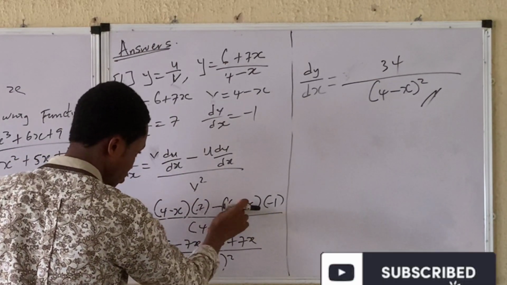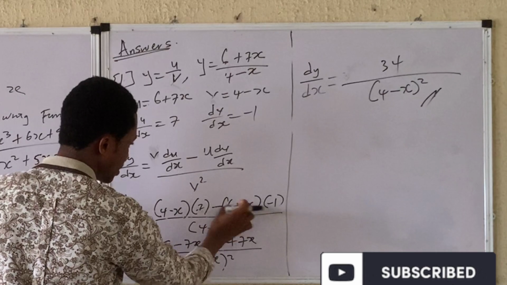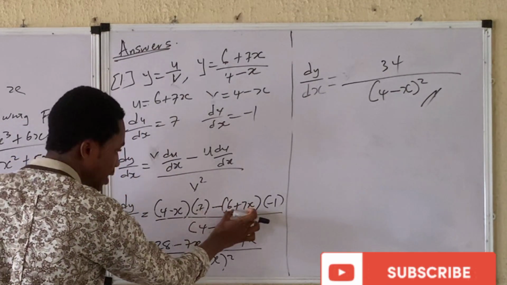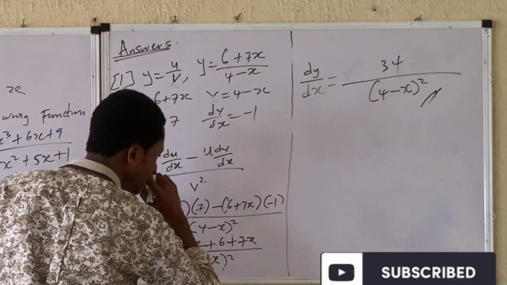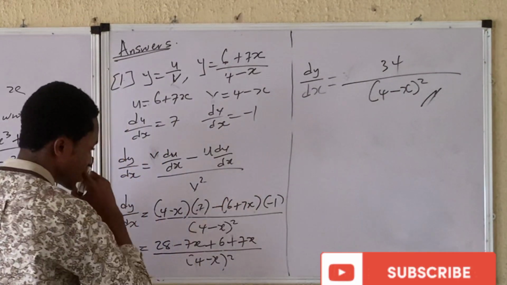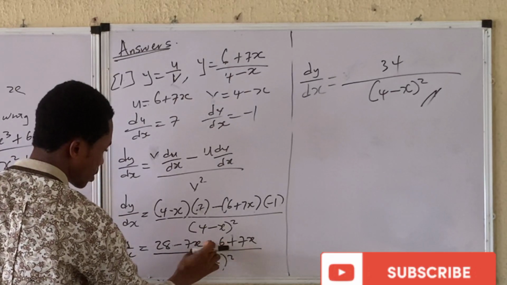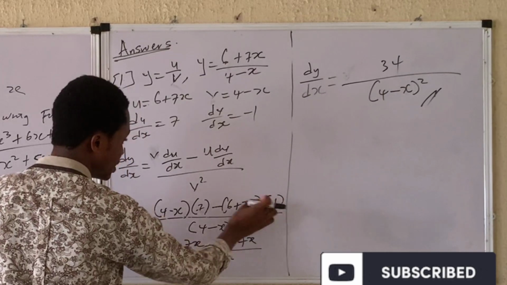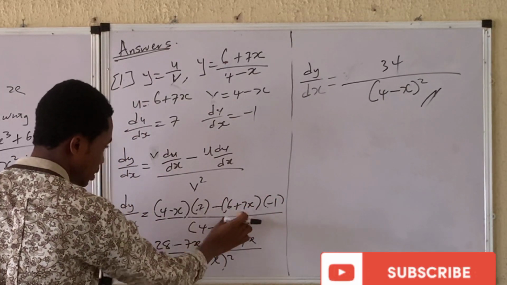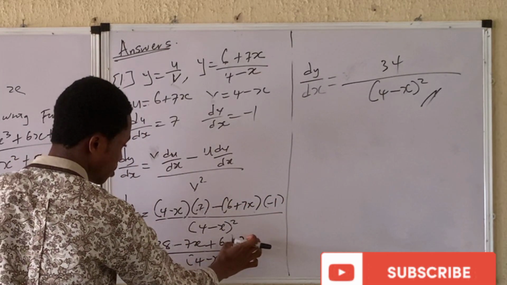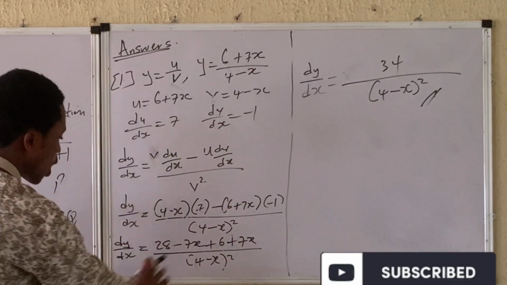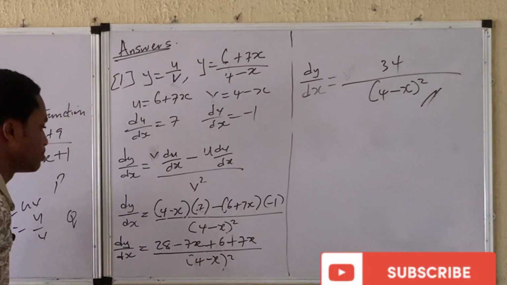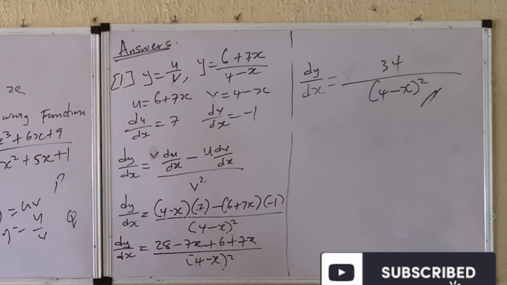Minus times plus will give you minus, so this will now be minus 7x. So now we have minus 6x minus 7x. Minus 1 times minus 6x will give you plus 6. Now, the minus 1 times the minus 7x we got here will give you plus 7x, all over the denominator, bracket open 4 minus x, all to the power 2. So that is how we expand this thing.